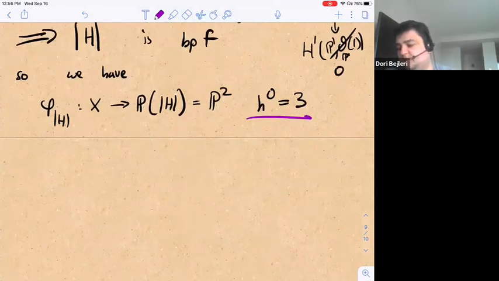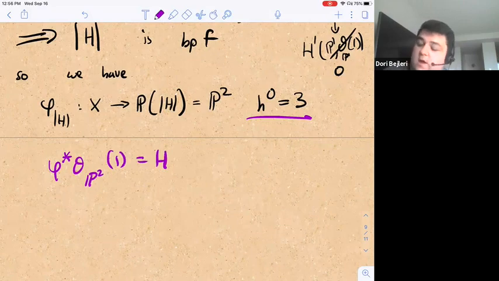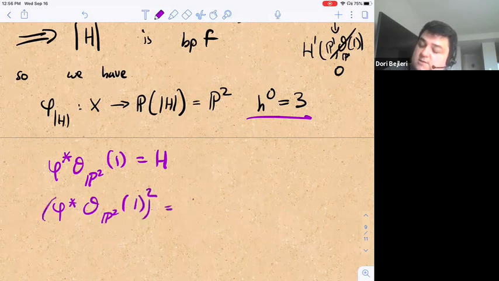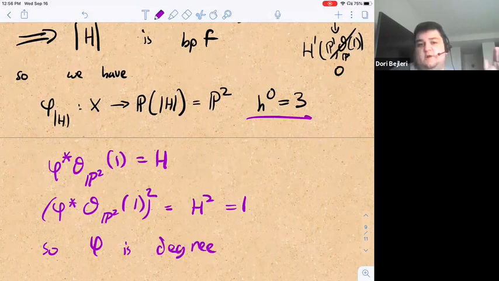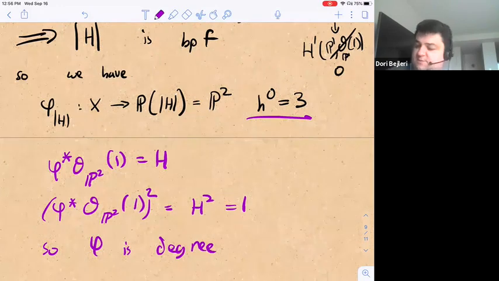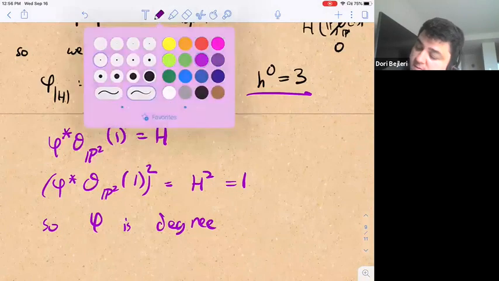And now we have this map to P2. We know that phi upper star of O P2 of 1 is H. So phi upper star O P2 of 1 squared is H squared is 1. So phi is degree 1. So again, we have a degree 1 map that's birational. So it's bijective, and it's an isomorphism by Zariski's main theorem.